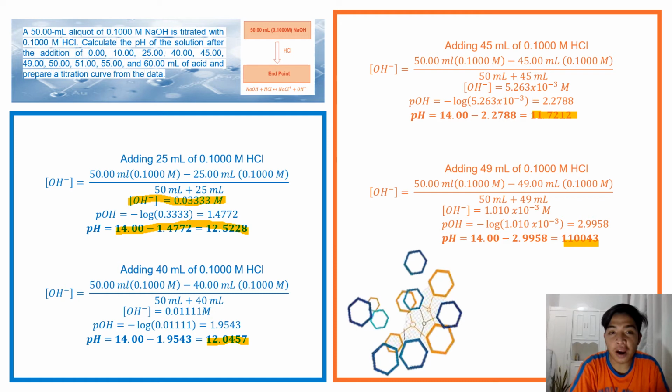It is because we are titrating a base with an acid. And when we add more and more of the hydrochloric acid, the solution will get more acidic. That is why the pH of the solution is getting lower.